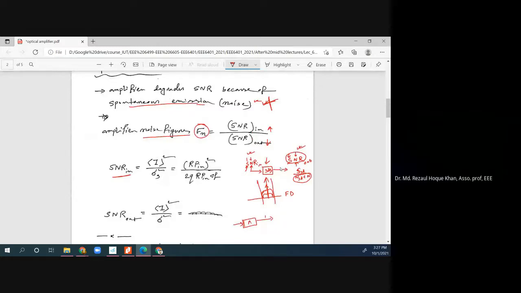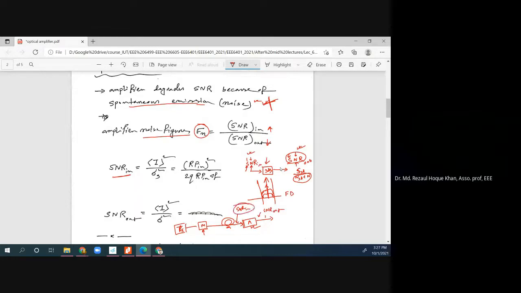So what will happen? Before that we have a modulator, or a long distance fiber probably, or before that a transmitter signal. The transmitted signal is modulated, goes a long distance, loses some signal strength, and you amplify the signal. So SNR in, and SNR out. What is this SNR in then?